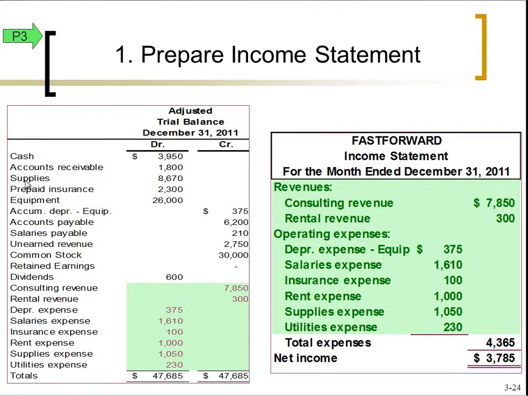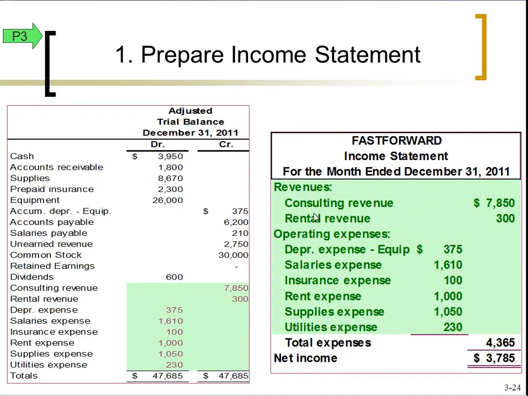We have all of our accounts with a debit balance or a credit balance, and we're going to start preparing the financial statements, starting with the income statement. We'll find that for the most part, the preparation of these financial statements is simply pulling over the proper amounts from the adjusted trial balance. There are a couple we need to calculate, but for the most part, it's just pulling amounts over.